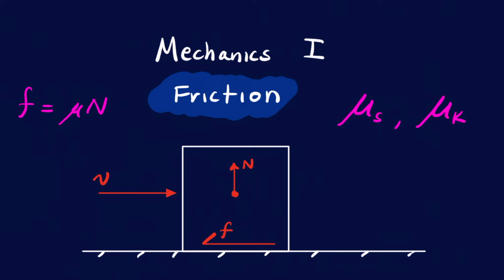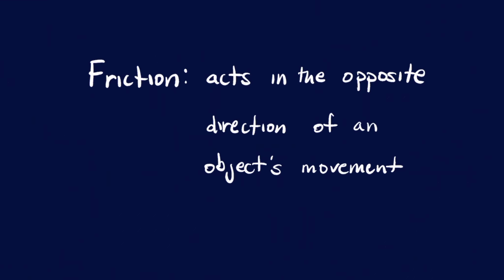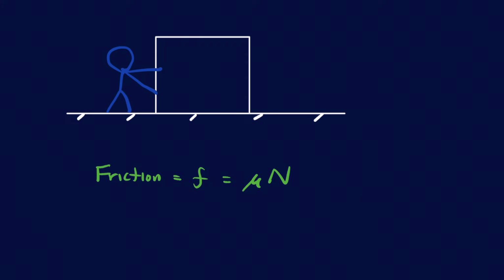So in this video we're going to talk about friction. Now when an object is moving along a surface, friction is a force which acts in the opposite direction of its movement. So let's start out with this simple example. Now imagine this guy is trying to push this box along the surface. Now the heavier the box is, the harder it will be to push the box along. And this is because of friction.